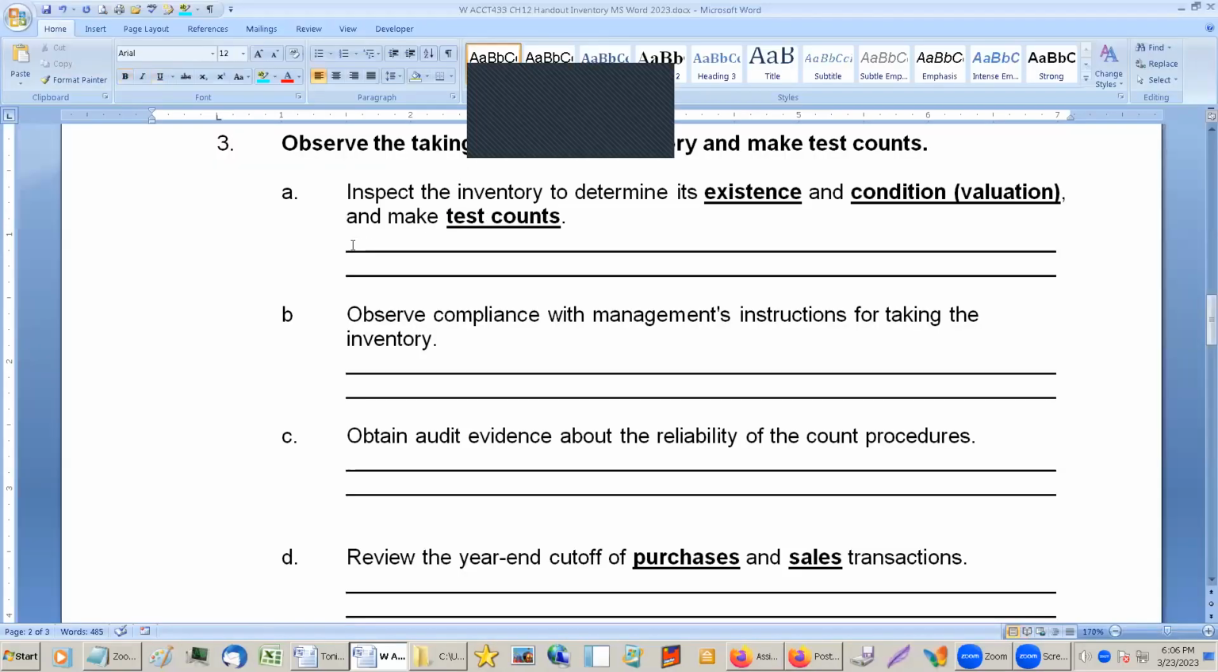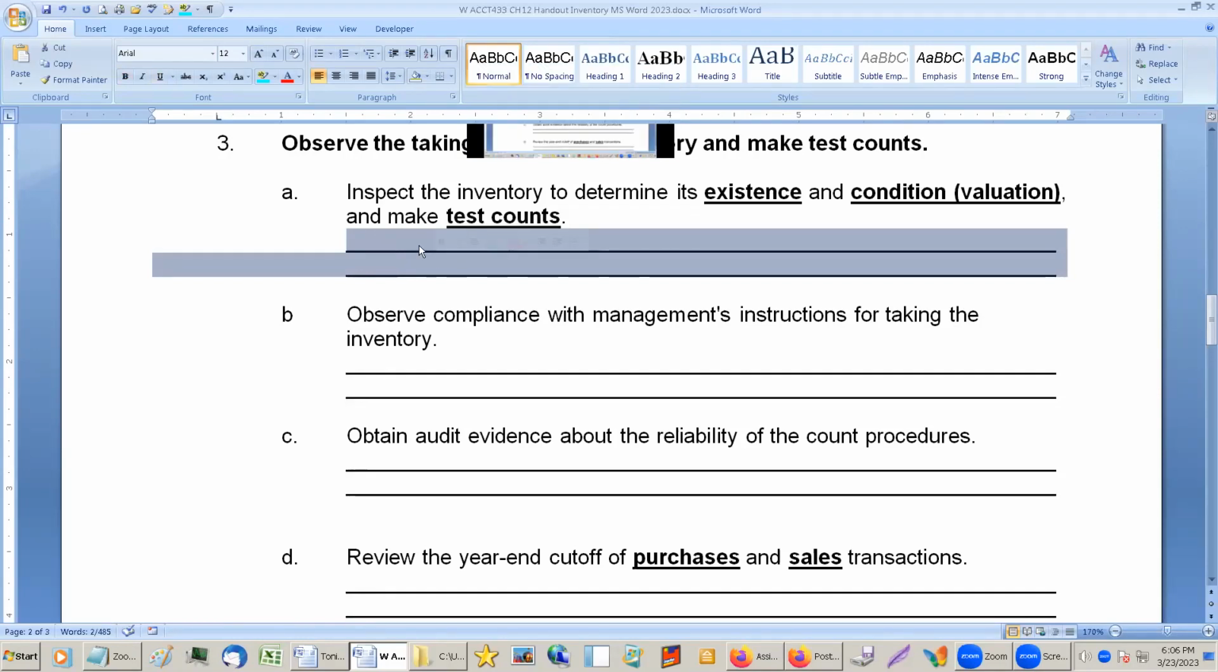Okay, so you make test counts, and the way that happens is you'll go along and there'll be tags on the inventory. You'll write down whatever the tag number is and do your test counts on your own. You won't obviously take the test count that the people taking the inventory are doing, but you'll do a test count, for instance, for tag 792. Then when they get done counting, you'll compare your test count to their count. So that's kind of the idea behind taking the test count.